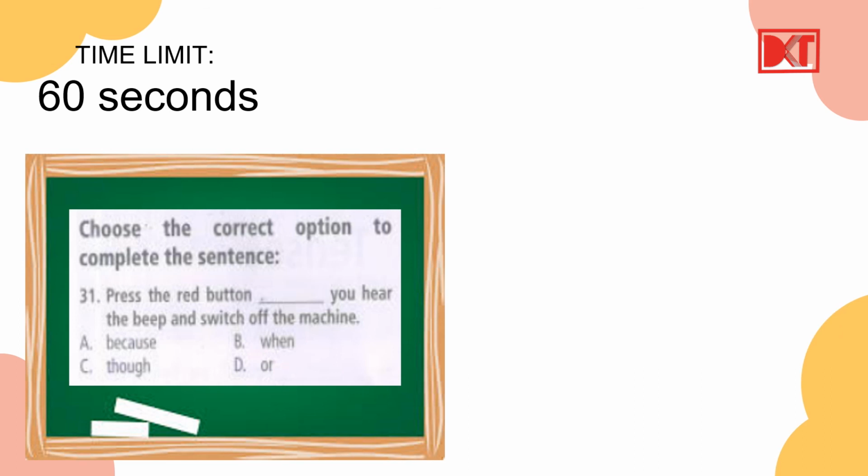Press the red button dash you hear the beep and switch off the phone. Because you hear the beep, when you hear the beep, though you hear the beep, or you hear the beep. Here the correct answer is pretty easy, B, when. Press the red button when you hear the beep. Talking about the time, that when you hear the beep. Alright.